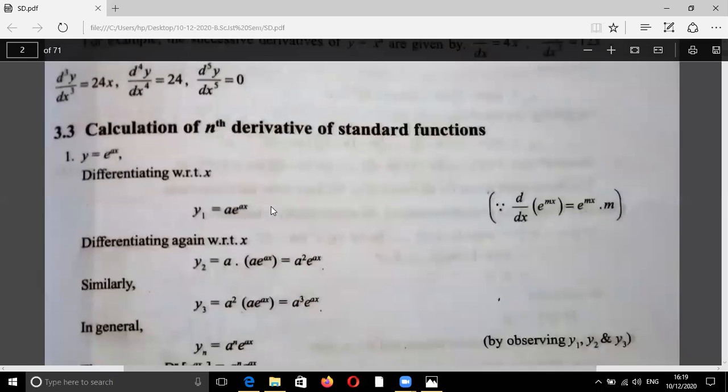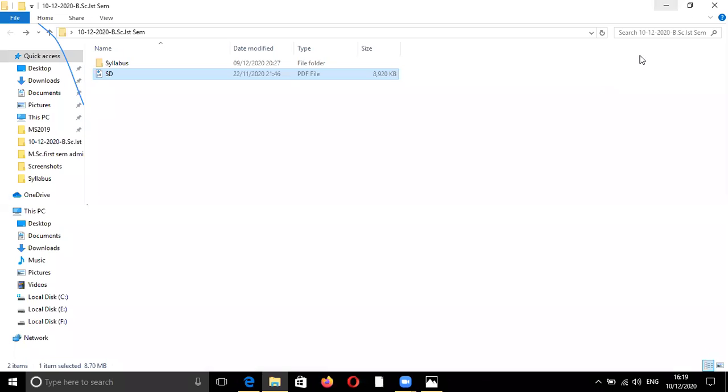Now, calculation of the nth derivative of some standard functions. You see here, you are going to get the nth derivative. What is this?